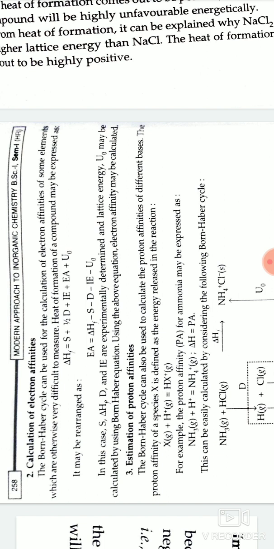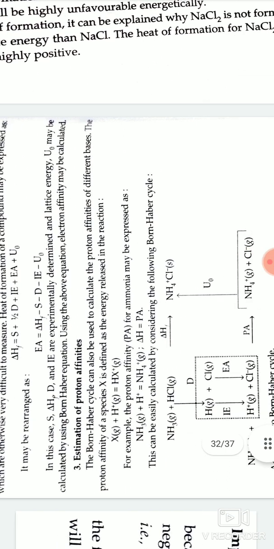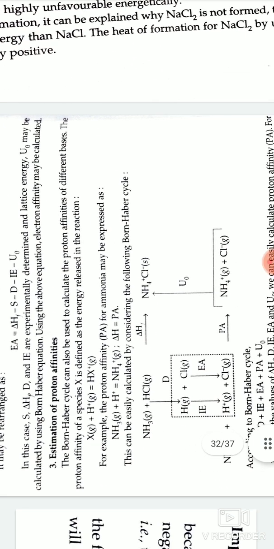It may be rearranged as electron affinity equals delta HF minus S minus D minus ionization energy minus U naught. In this case, S, delta HF, D and ionization energy are experimentally determined, and lattice energy U naught may be calculated by using Born-Haber equation. Using the above equation, electron affinity may be calculated.